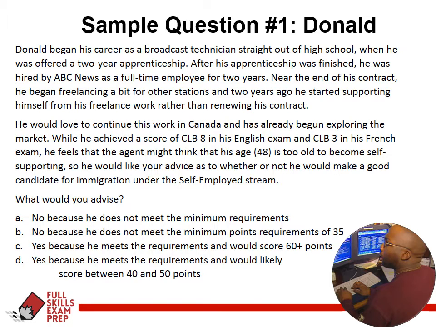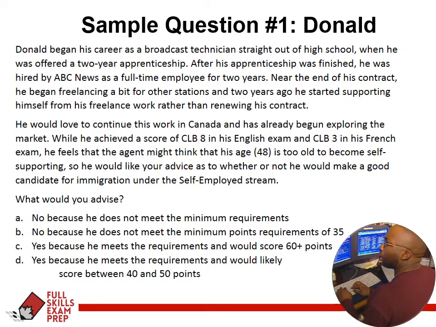Okay, we have Donald. So Donald began his career as a broadcast technician straight out of high school when he was offered a 2-year apprenticeship. After his apprenticeship was finished, he was hired by ABC News as a full-time employee for 2 years. Near the end of his contract, he began freelancing a bit for other stations, and 2 years ago, he started supporting himself from his freelance work rather than renewing his contract. He would love to continue this work in Canada and has already begun exploring the market.